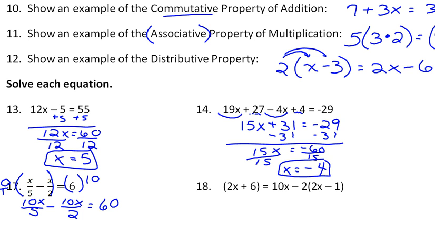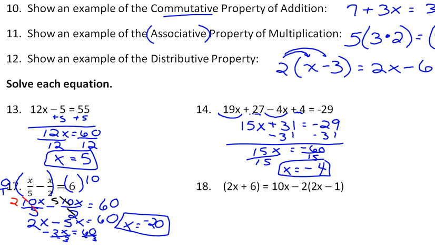Once we've done that, we're going to go through and cancel. 10 divided by 5 is 2. So this side ends up being 2x, that term. And then minus 10 divided by 2 is 5. So this becomes 5x equals 60. 2x minus 5x is negative 3x. I'm running out of room. Equals 60. Divide both sides by negative 3. Okay. So x will equal 60 divided by negative 3, negative 20.